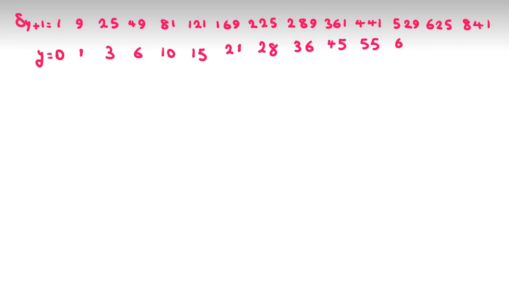Then 624 divided by 8. It will be 7 times 8, 56, 64, so 78. And the last one, 840 divided by 8. It will be 105. Okay, now we found y.